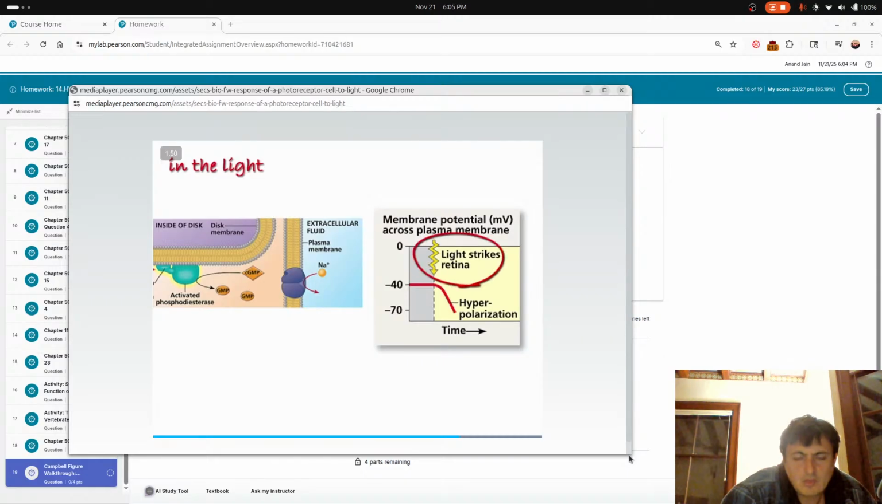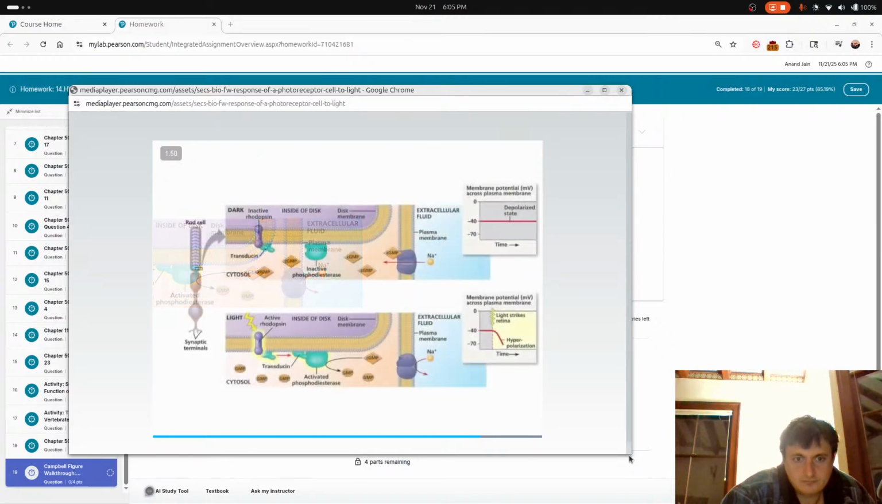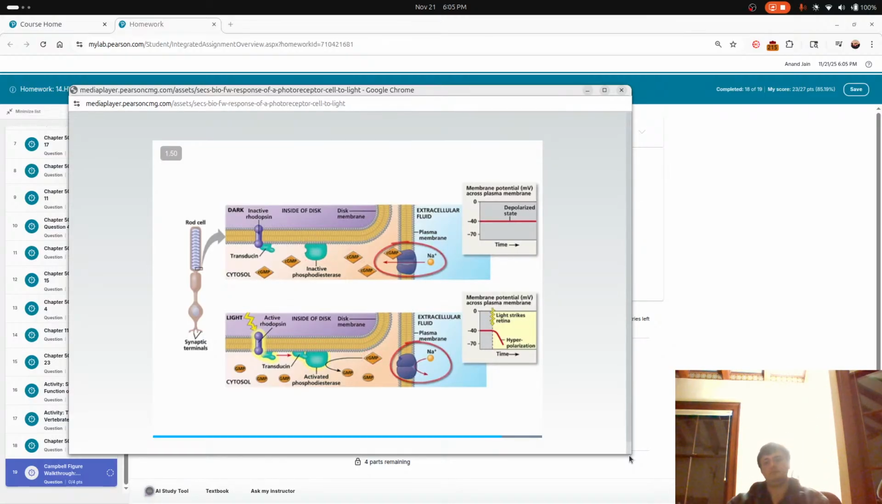In the light, as sodium ions stop entering the cell, the membrane potential becomes substantially more negative, as this graph shows. Hyperpolarized, the rod cell stops releasing the neurotransmitter glutamate. Sensory transduction in rods involves elements found in many signal transduction pathways, including receptors, G proteins, membrane-associated enzymes, second messengers, in this case cyclic GMP, and ion channels.